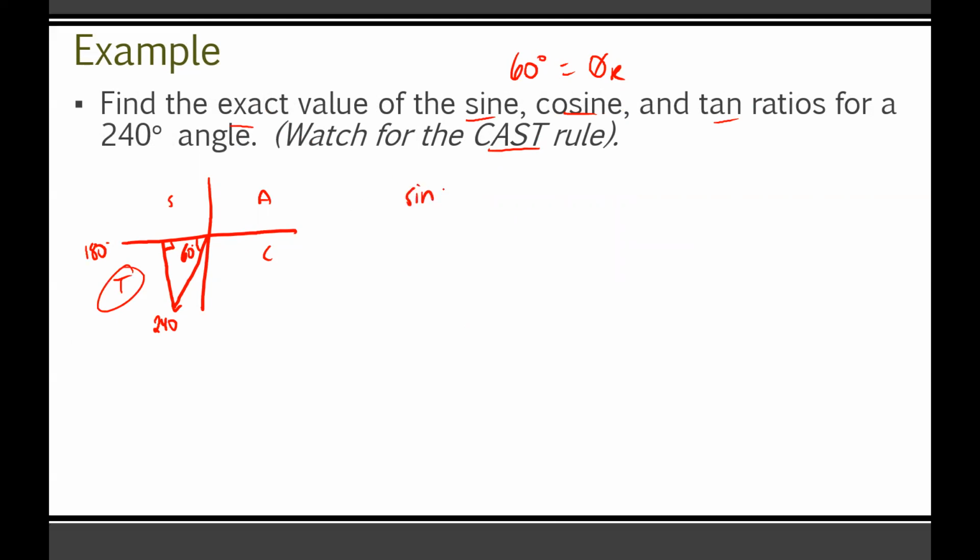Start with sine. Sine of 240 degrees. We can use our reference angle to figure that out for us, right? Because we've got a right triangle here.